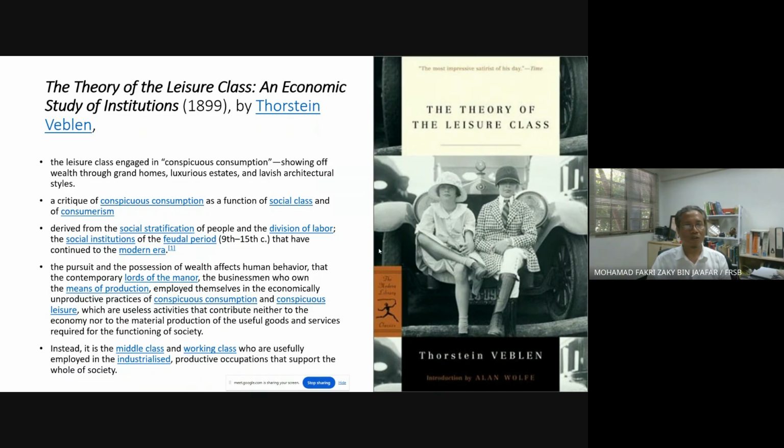So conspicuous consumption is that something else: you buy a new car, you have new habits, new hats, new clothings. You can spend your money on new games. You can start to have a leisure culture. This is what we call leisure culture. Okay, but Veblen termed it conspicuous consumption, and it is a function of social class and consumerism.